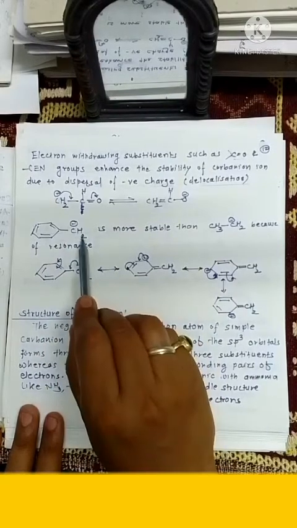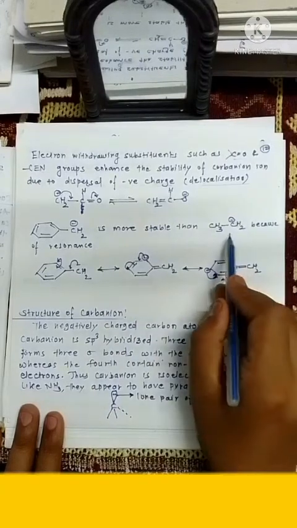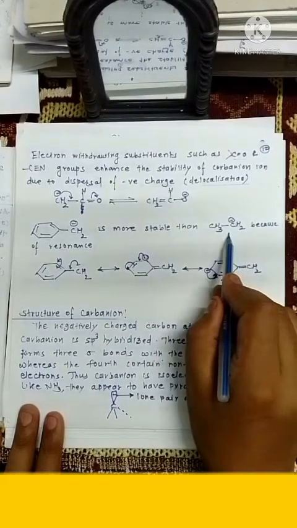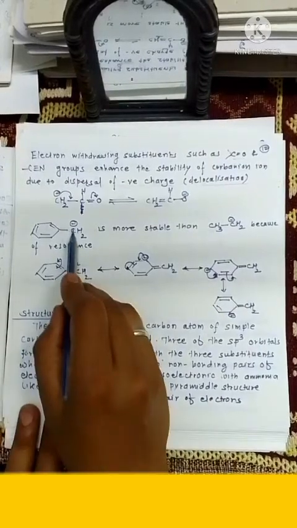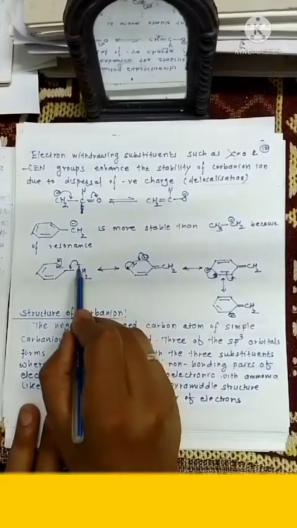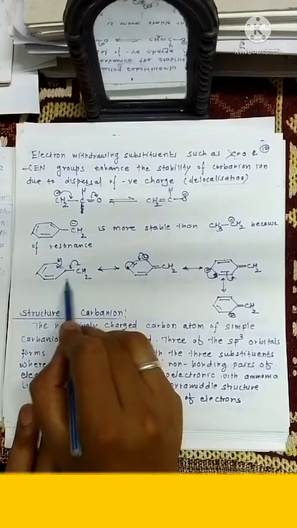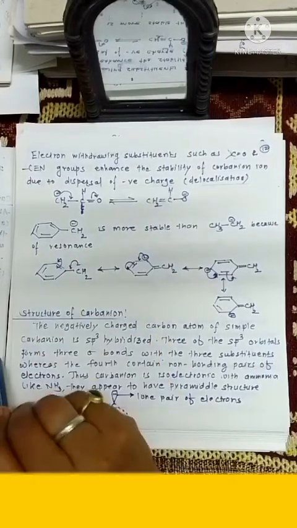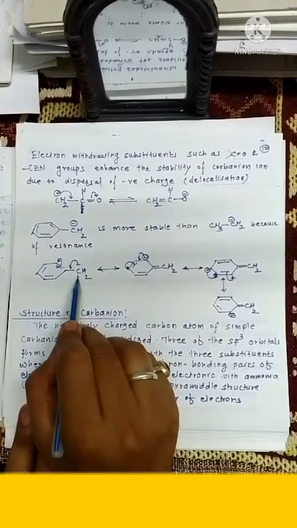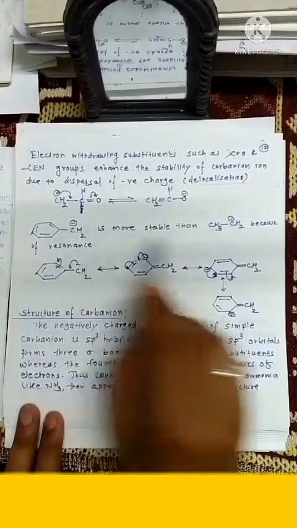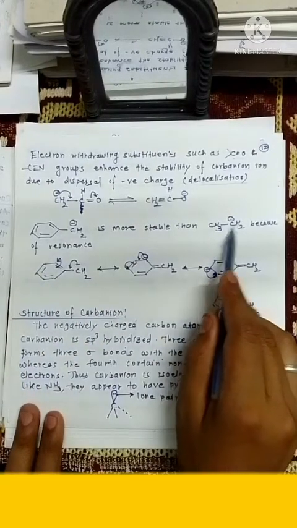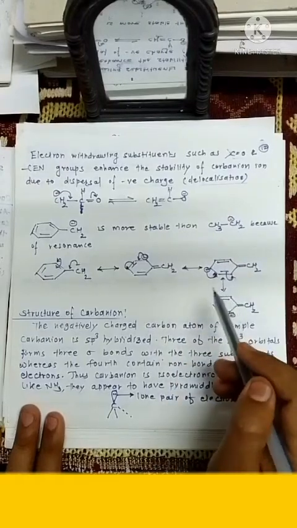Benzylic carbanion is more stable than ethyl carbanion because of resonance. Just see, in this structure, this negative charge can be shifted over this benzene ring, and because of that, this carbanion is more stable than your ethyl carbanion.